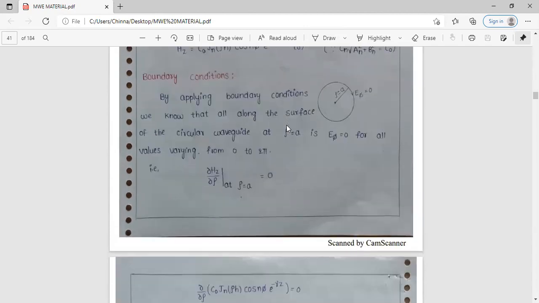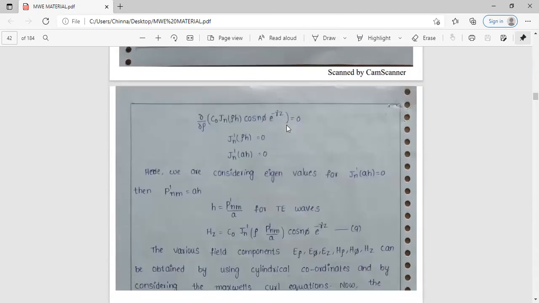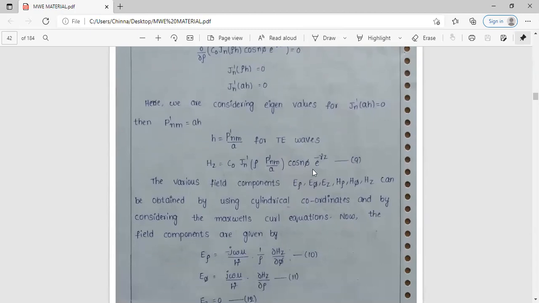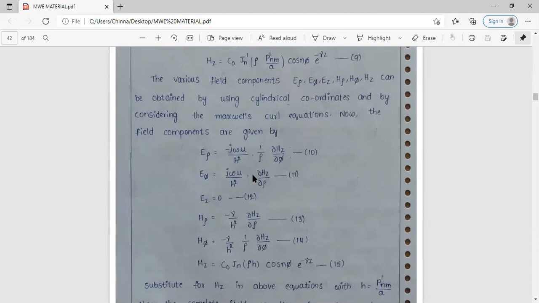So the boundary conditions are: rho is equal to a, with rho varying from 0 to a, and the phi value from 0 to 2 pi will be considered. Based on that, we can obtain some expression for Hz. Okay, so we substitute the h value. Then we'll go for the field components E rho, E phi, E z and H rho, H phi, H z. So those are the field components of the circular coordinate system.